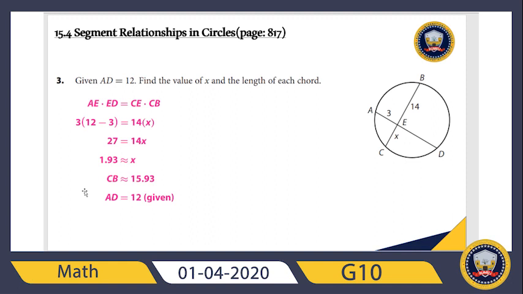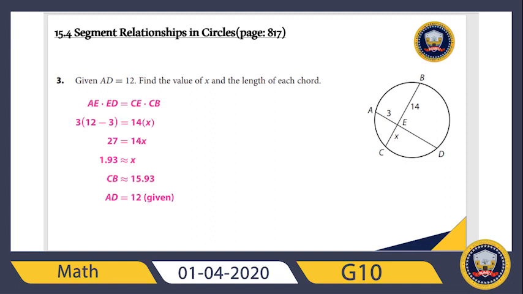Now, what is CB? It is x plus 14. That is 27 divided by 14 plus 14. You simplify, also write it as a fraction. And AD is already given, 12. Alright?